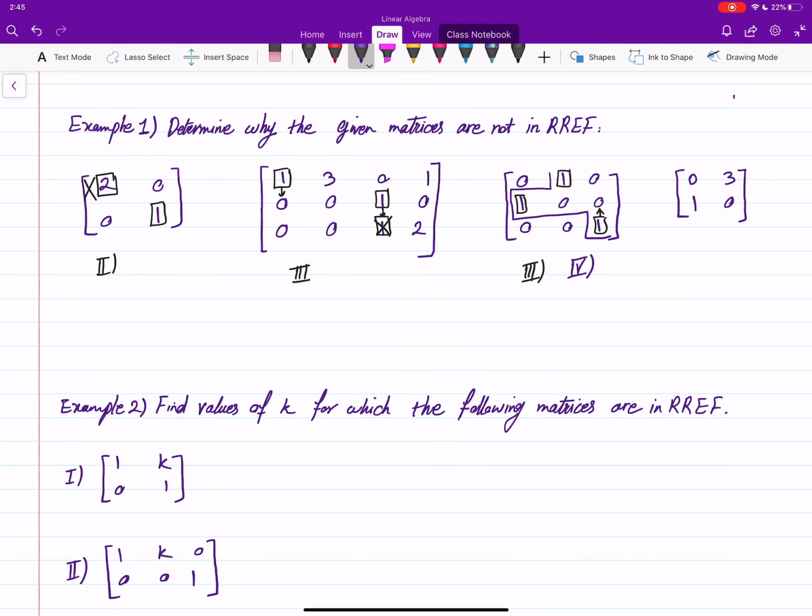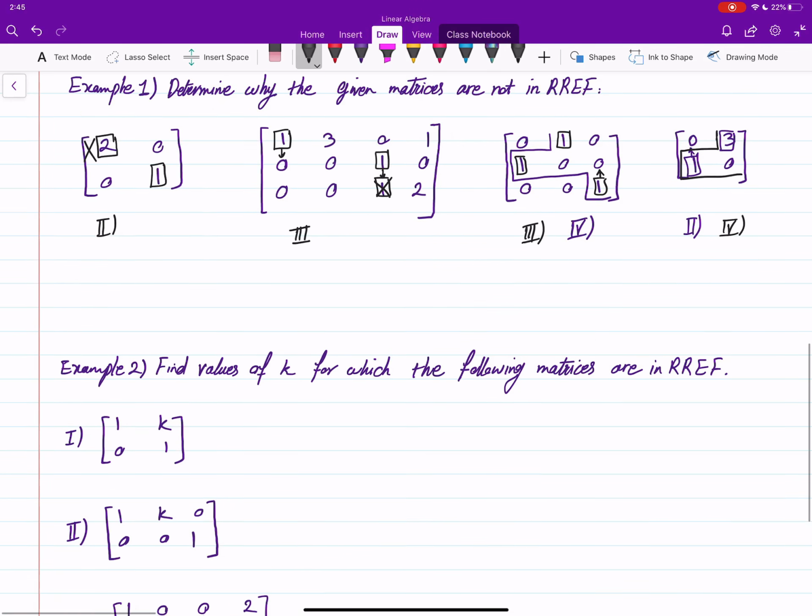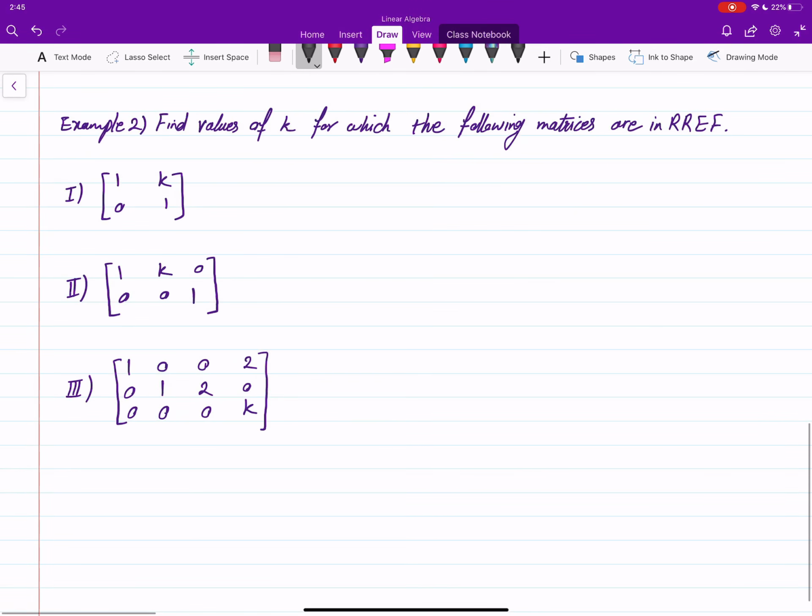How about this one? Well, it has 2 conditions failing. This one starts with a non-leading 1, so that is condition 2. And here the columns are okay, but it is, again, not step-like. So condition 4 is not satisfied. Okay, so these are the conditions. Let's read a little bit more.